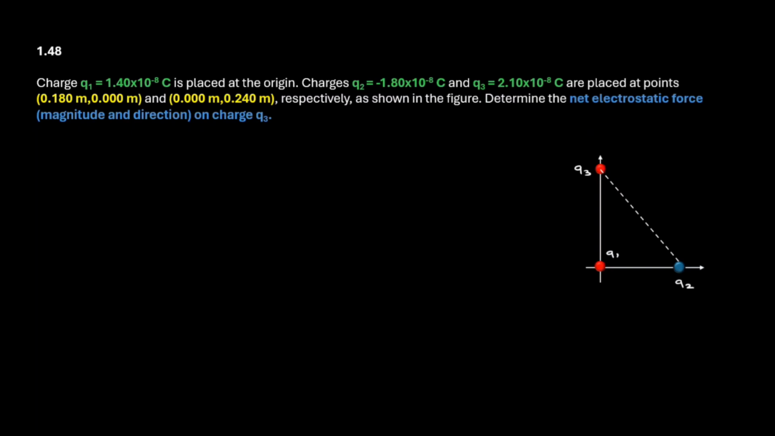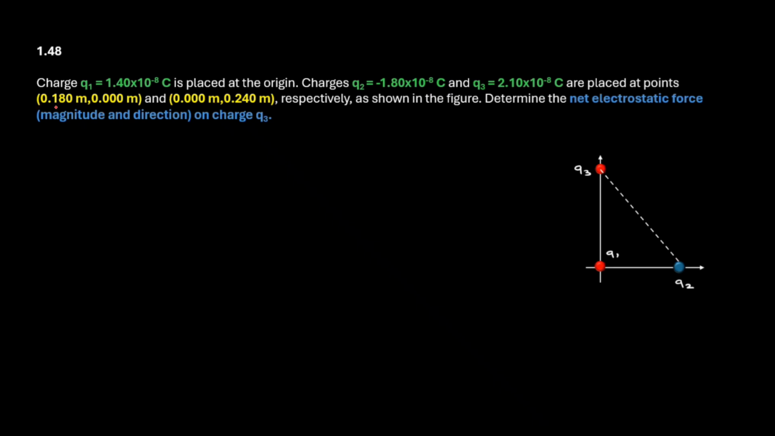In this video, we are going to discuss how to calculate electrostatic force on a charge in two dimensions using the superposition principle. Let's discuss question 1.48. Charge Q1 equals 1.40 times 10 to the power negative 8 coulomb is placed at the origin. Charges Q2 equals negative 1.80 times 10 to the power negative 8 coulomb and Q3 equals 2.10 times 10 to the power negative 8 coulomb are placed at points given by these coordinates.